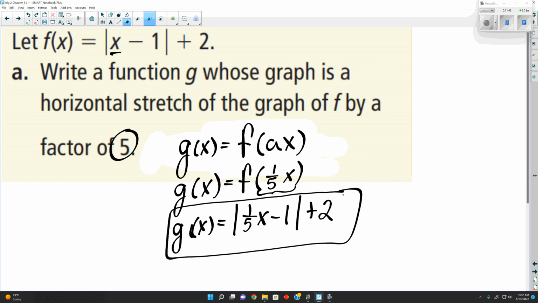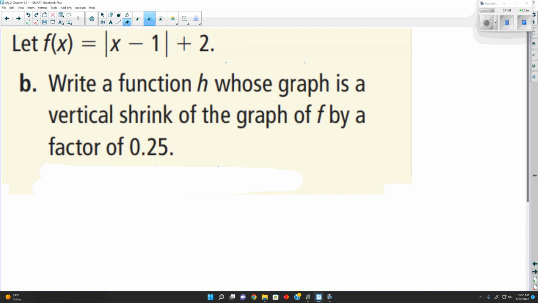Any other questions on this one here? Let's look at the next one. So this one, we want to write a function h whose graph is a vertical shrink of the graph of f by a factor of 0.25. Now, since we're talking about vertical stretch or shrink, our general form of this is a times f of x. Since it's vertical, we don't have to do anything to the value of a. We can just plug it in its spot.